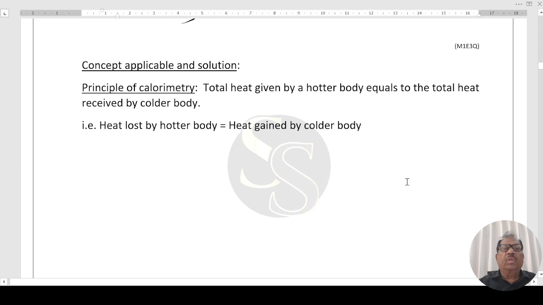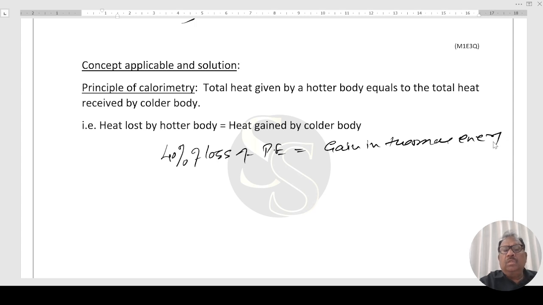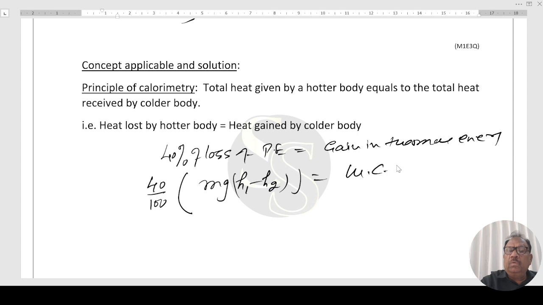Concept applicable in solution. Basic principle of calorimetry: total heat given by a hotter body equal to the total heat received by the colder body. This is one of the principles. Now in this particular case, 40% of loss of potential energy equal to gain in thermal energy. This is the concept. So 40 by 100 mg into h1 minus h2 equal to m into c into delta theta. This we have to find out.